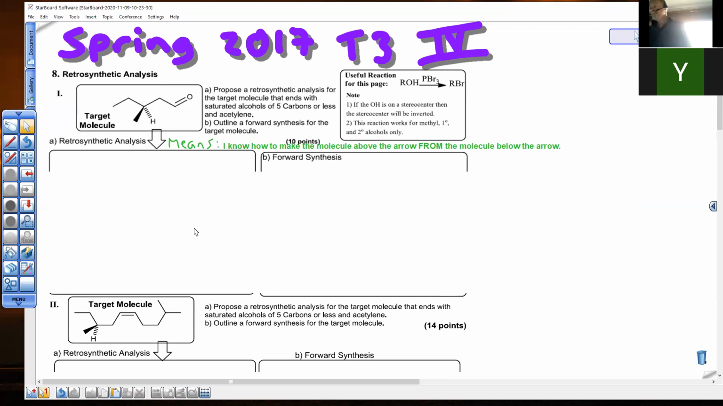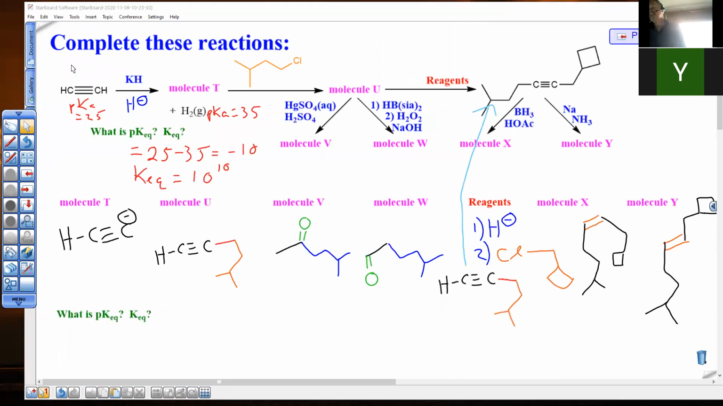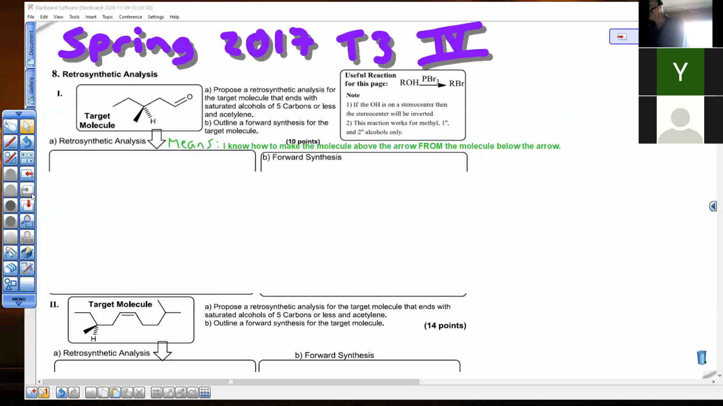I know how to make aldehydes. Well, let's see. Don't you remember how to make aldehydes? We have one aldehyde on this page and it's right here. How did you make it? What did you make it from? What was it before it was this aldehyde? Well, before it was this aldehyde, it was molecule U, which is this molecule. I can make that molecule into an aldehyde with the same number of carbons. This terminal alkyne can be made into this aldehyde with the same number of carbons. Look at it backwards. Where did the aldehyde come from? It came from this terminal alkyne with the same number of carbons. I need to draw a terminal alkyne with the same number of carbons. That's what's going right here. I know how to make the molecule above the arrow from this.